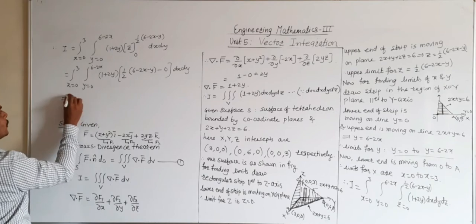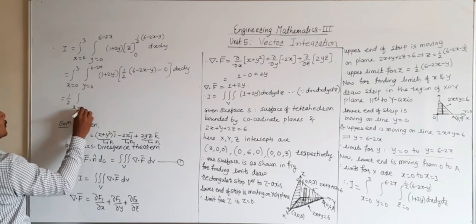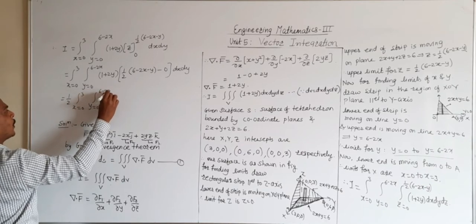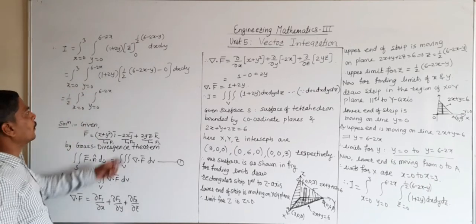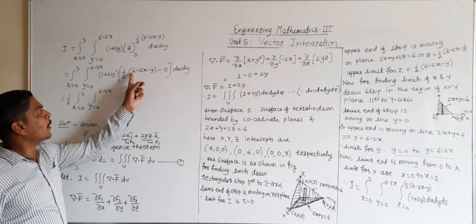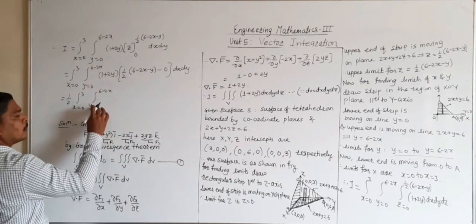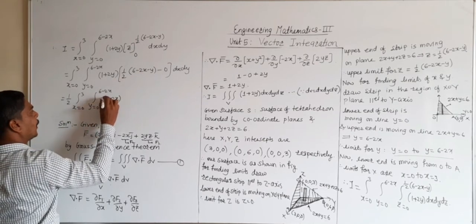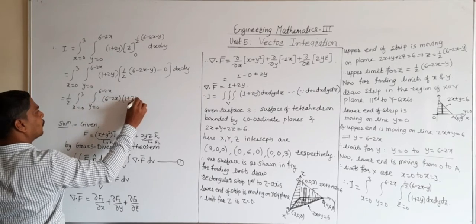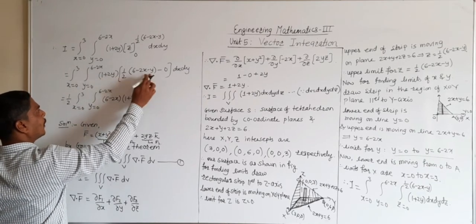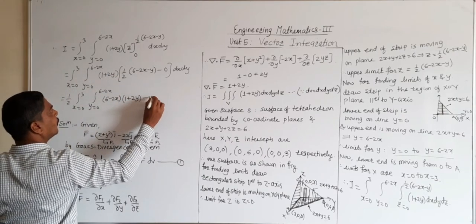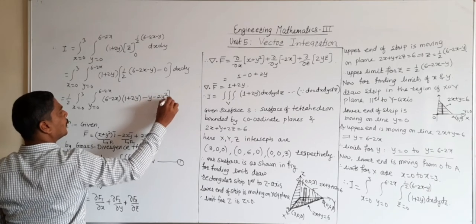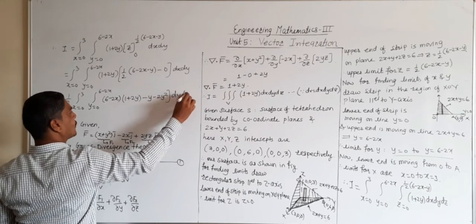So simplify this, take this 1 upon 2 constant outside, integration x is equal to 0 to 3, then integration y is equal to 0 to 6 minus 2x, then multiply 1 plus 2y inside this bracket. In this bracket 6 minus 2x is constant because we are integrating with respect to y. So 6 minus 2x, multiply it by our outside function 1 plus 2y, and then multiply by minus y. So minus y into 1 becomes minus y, plus 2y into y minus y becomes minus 2y square, and then its integration with respect to y and x.